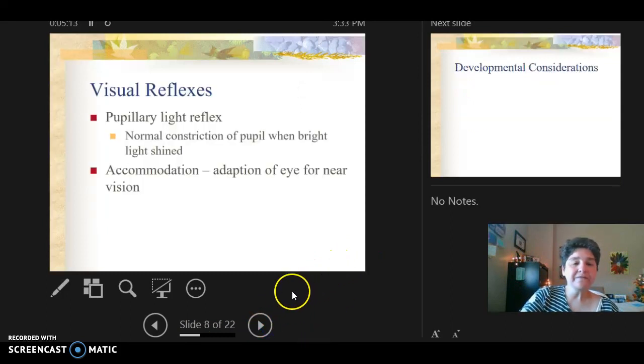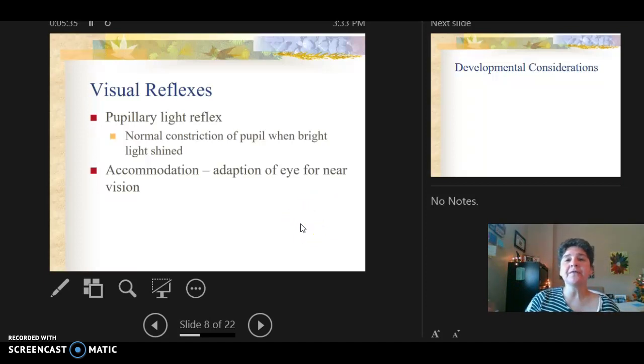All right, we have visual reflexes. We have the pupillary light reflex, which is if you have a light shining into the eye, the pupil will constrict. When it gets dark, your pupil will dilate so that you're able to see better. Another reflex we have is something called accommodation, and that's the adaptation of the eye for near vision.